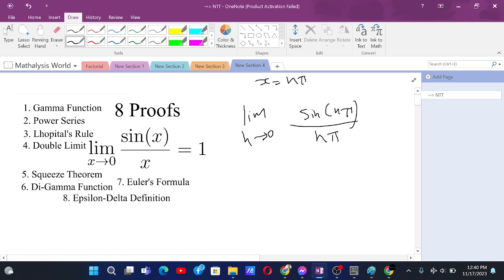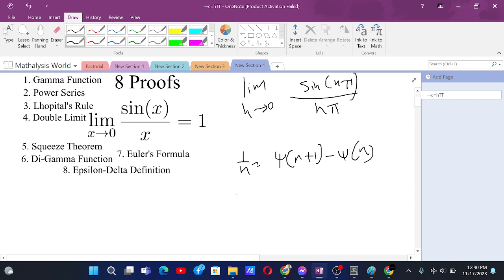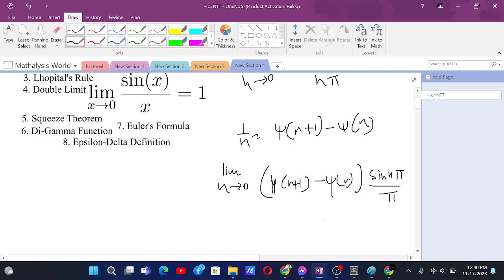Now this time we have 1 by n equals digamma of n plus 1 minus digamma of n. So we'll use that over here. So we will have the limit as n goes to 0 of digamma of n plus 1 minus digamma of n, times sine n pi by pi. I guess that's fine.